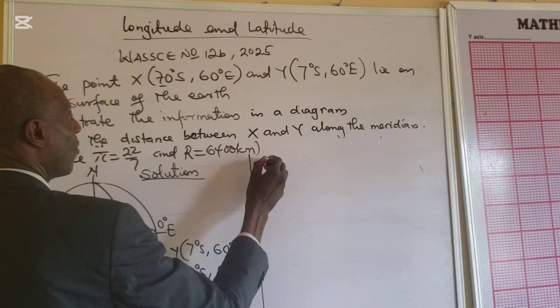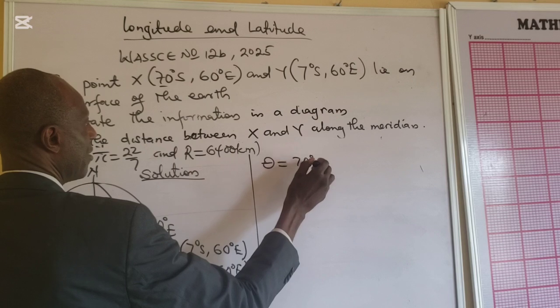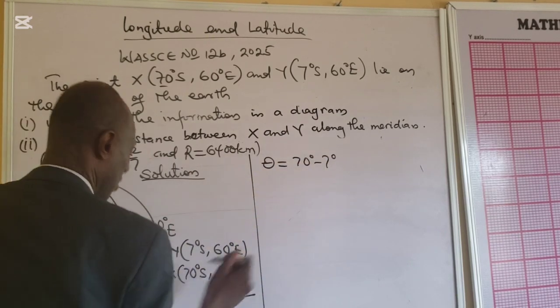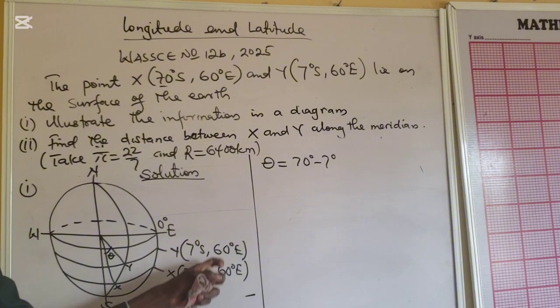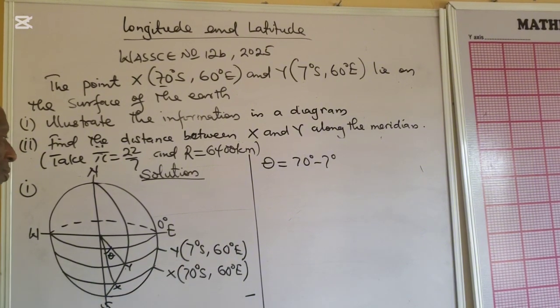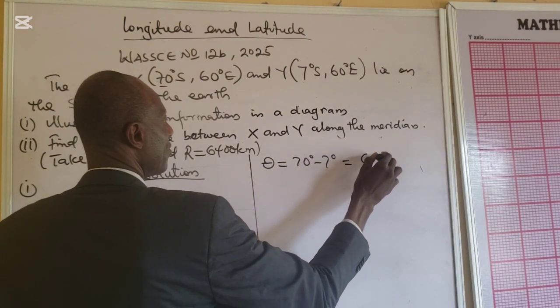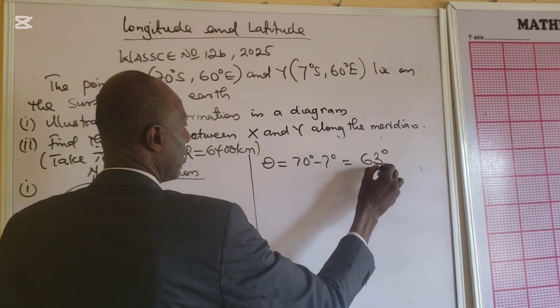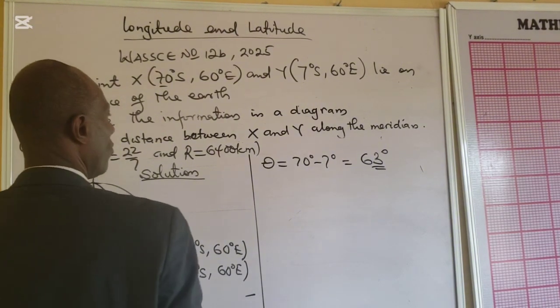Therefore, the angular distance is equal to 70 degrees minus 7 degrees. I told you, because both have the same longitude, we get our angular distance from the latitude, which is equal to 63 degrees. Now, Roman figure 2.